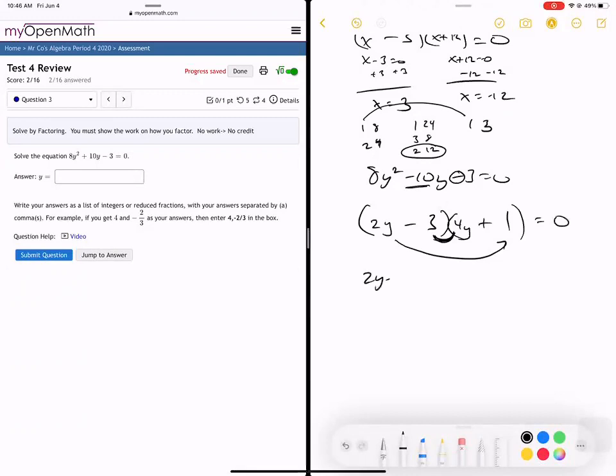So we have 2y minus 3 is equal to 0, and 4y plus 1 is equal to 0. As you can see, I'm actually showing a lot of work here, and this is the work that's really going on in my brain. And if you're telling me that you can do all this work in your head, I'm going to recommend you for one of the smartest clubs in the world.